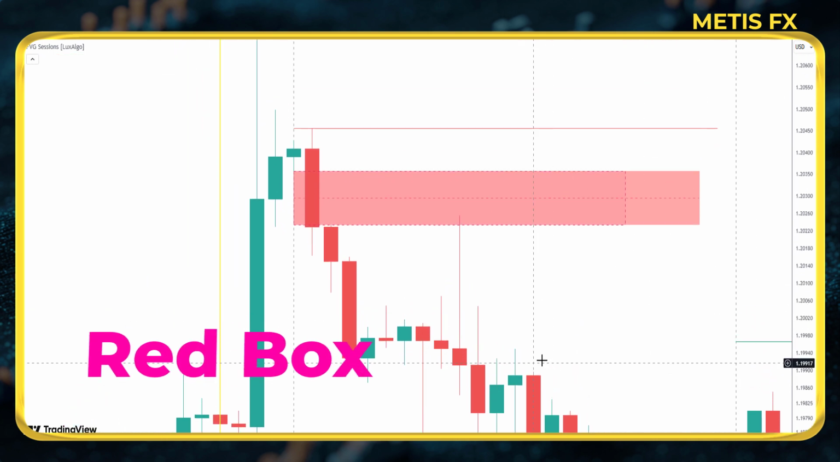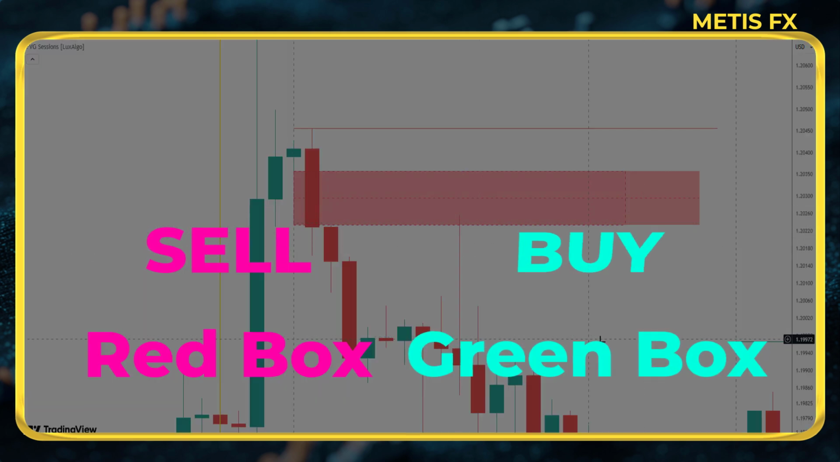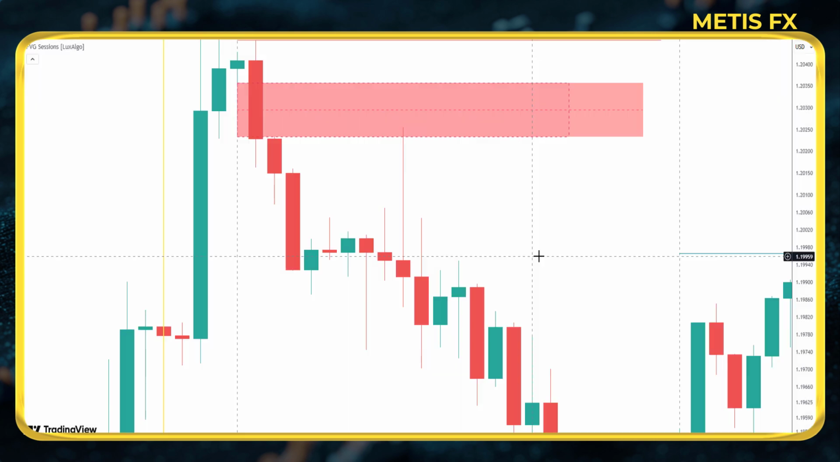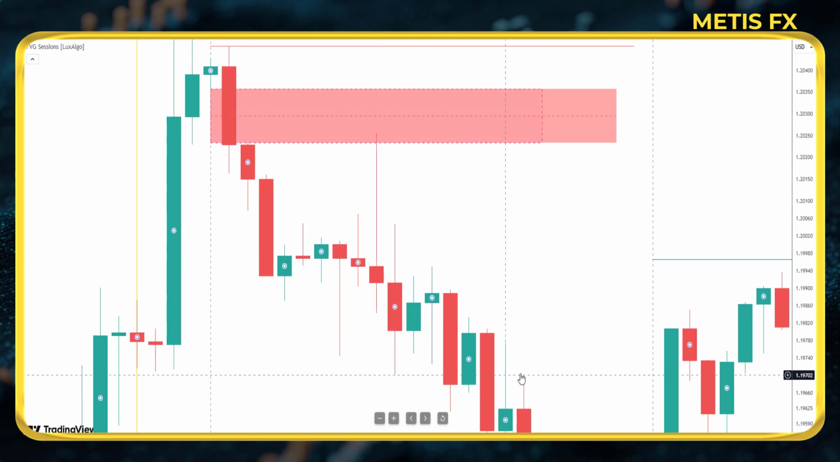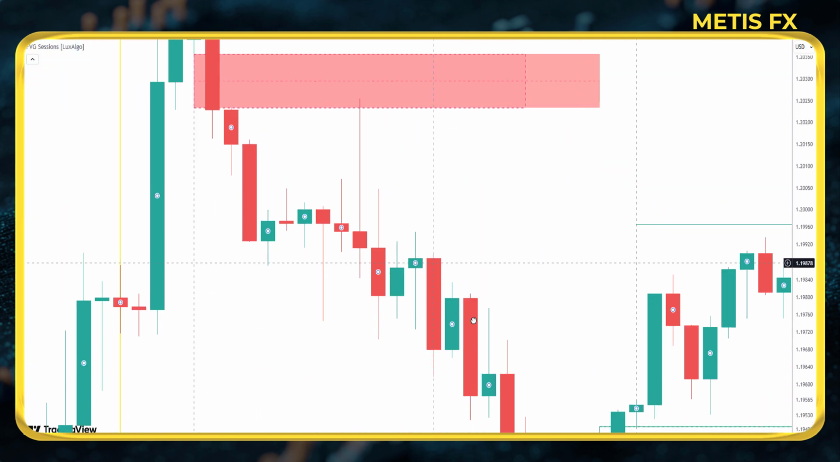Important note, red boxes are for sell trades and green boxes are for buy trades. The reason is simple. In a bearish trend, when an FVG forms, it shows strong bearish momentum, and when price returns to it, it's good for a sell. In a bullish trend, it's the opposite. After drawing the box, extend it to the right.